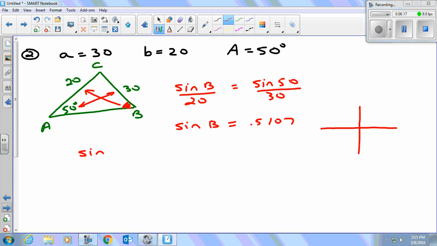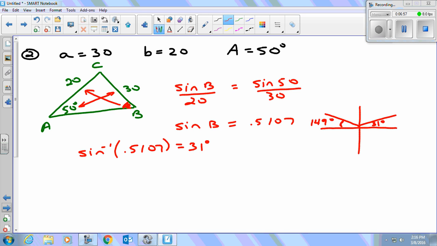Your calculator will give you the inverse sine of 0.5107. It'll give you 31 degrees. Your calculator is always going to give you the acute angle that has that sine. So 31 degrees has that sine. But from your knowledge of the unit circle, you know that whatever angle has that reference angle of 31 degrees will also have a sine of 0.5107, and that happens to be 149 degrees. We take the 180 and subtract 31 to get 149 degrees.